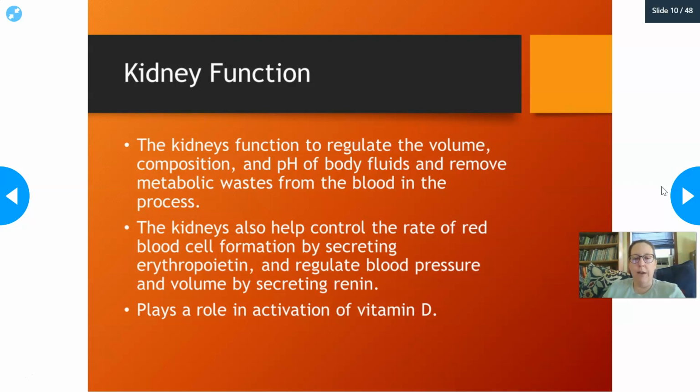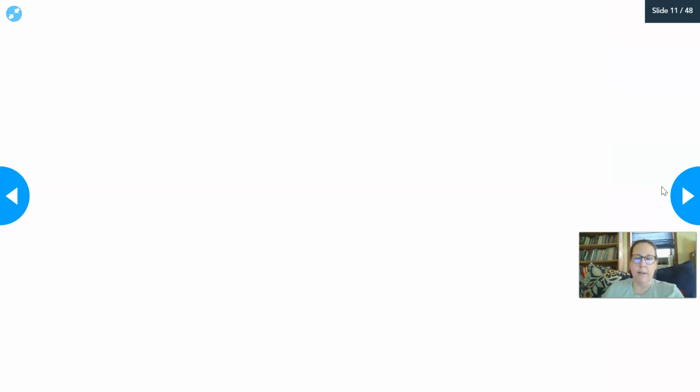So it regulates blood pressure and blood volume by secreting renin, and we're going to look into what renin does here in just a minute. And then it also plays a role in activation of vitamin D, the sunshine vitamin, which allows you to absorb calcium. It has a function in your immune system, to strengthen your bones and stuff like that.